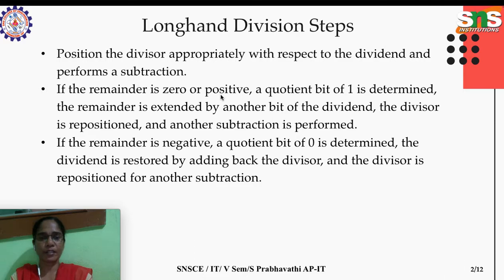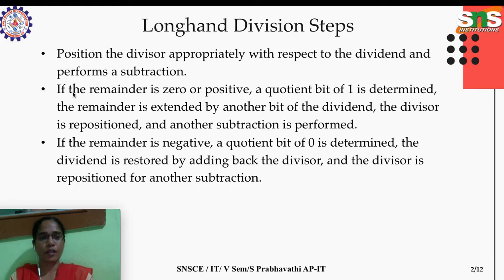it means we have subtracted it rightly. So we put the quotient as 1, and the remainder is extended to bring one more bit from the dividend, and the divisor is repositioned and the subtraction is carried on.